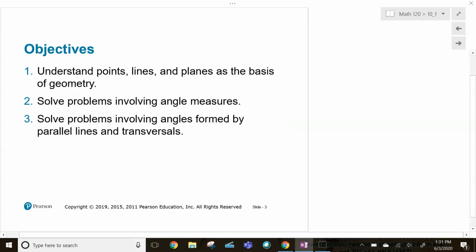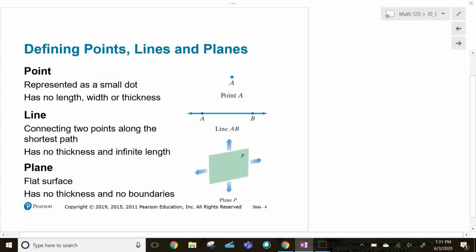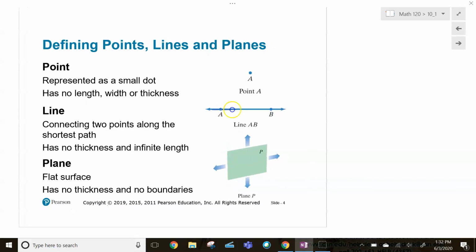Let's start out with a little bit of vocabulary to remind you about some of the geometry you've learned. A point is represented as a small dot. This small dot has no length, width, or thickness. Now, if we connect two points, A and B, along the shortest path possible, we have no thickness, but it just keeps going infinitely in both directions. So that's a line.